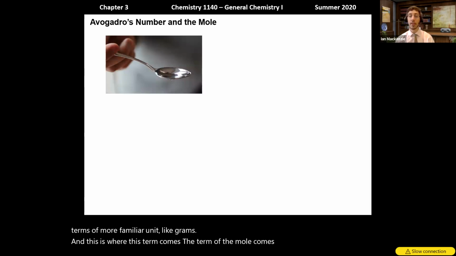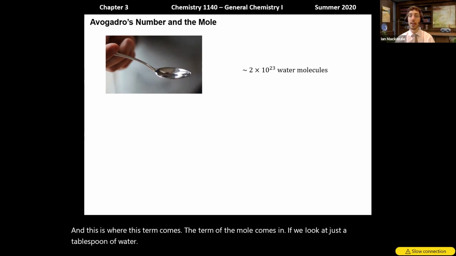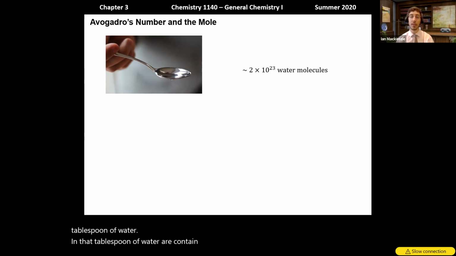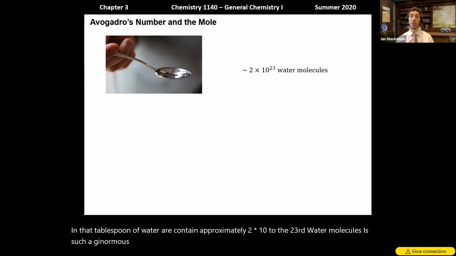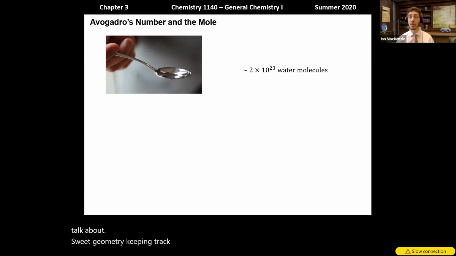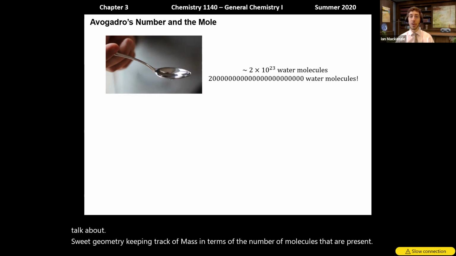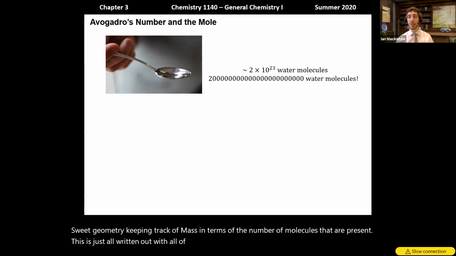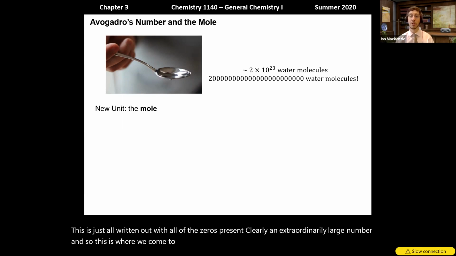If we look at just a tablespoon of water, in that tablespoon of water are contained approximately 2 × 10⁻³ water molecules. This is such a ginormous number of water molecules, and it becomes extremely inconvenient then to talk about stoichiometry, keeping track of mass in terms of the number of molecules that are present. This is just all written out with all of the zeros present, clearly an extraordinarily large number. And so this is where we come to this new unit, which is written as the mole.